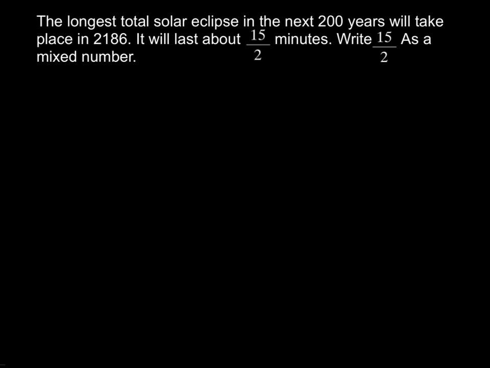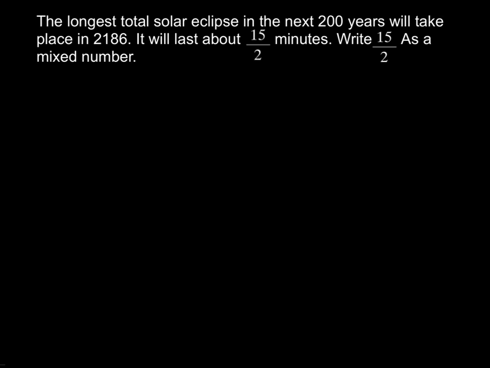Alright, so to start off, we are going to start off with a little word problem here. It says the longest total solar eclipse in the next 200 years will take place in 2186. It will last about 15 halves, or 15 over 2 minutes. Write 15 over 2 as a mixed number.